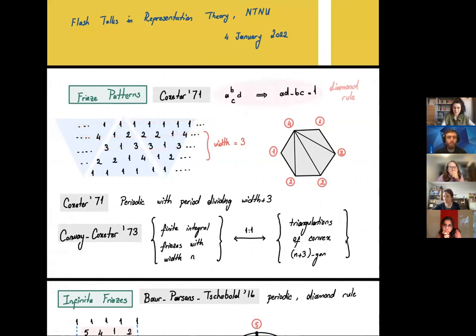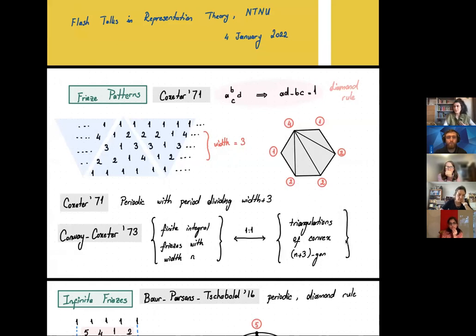You see an example in my slide. The first and the last rows consist of ones, and they satisfy a simple arithmetic rule whenever you have a diamond in the Frieze pattern, which is obtained by shifting every successive row to the side a little bit. So the diamond rule says AD minus BC is equal to 1. Right? And so they're finite, and the width of the Frieze pattern is determined by the number of non-trivial rows. And in this example, we have precisely 3.